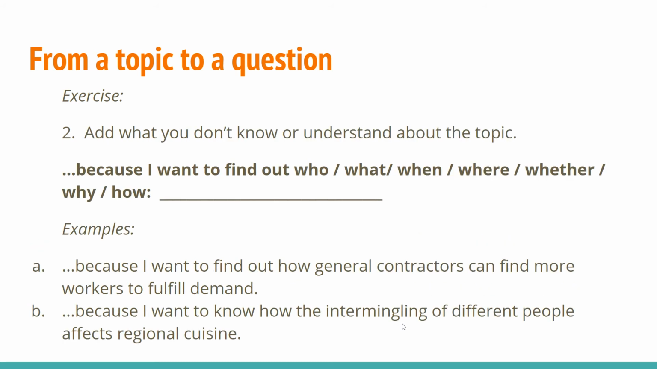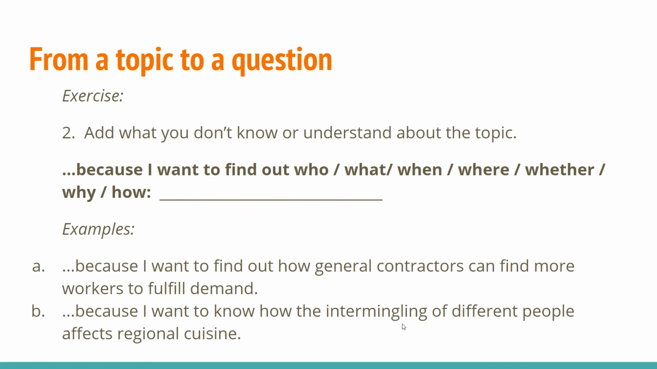So then for the second step, what you want to do is add what you don't know or what you don't understand about the topic. So you can phrase that as, because I want to find out who or what or when or where or whether or why or how. You figure out how you want to state that. So for our examples here, remember A was the construction worker shortage here in Austin, Texas. So for A, the because might be, because I want to find out how general contractors can find more workers to fulfill demand.